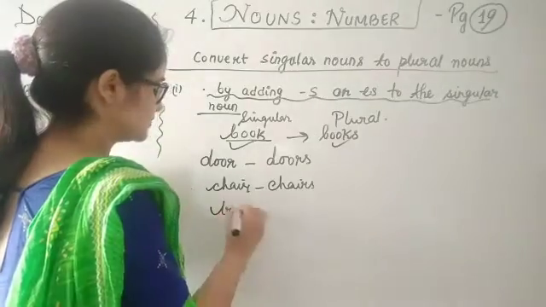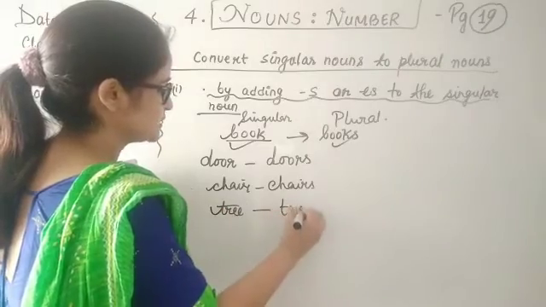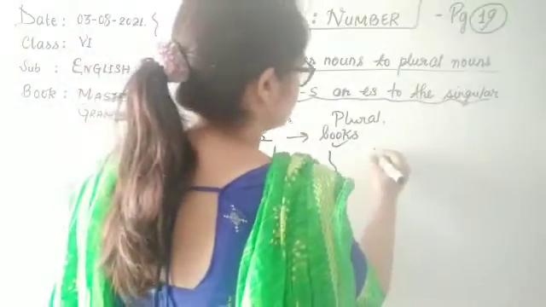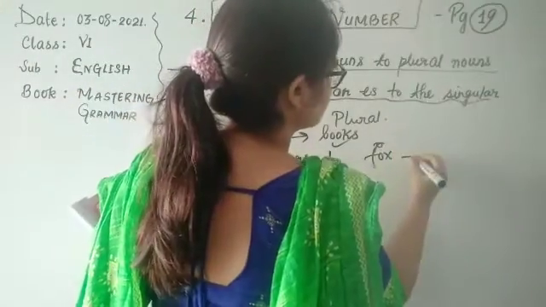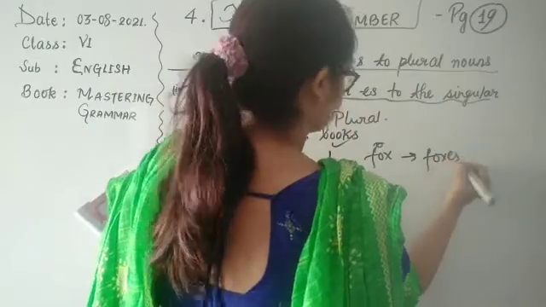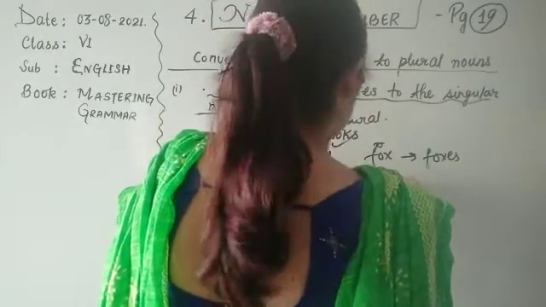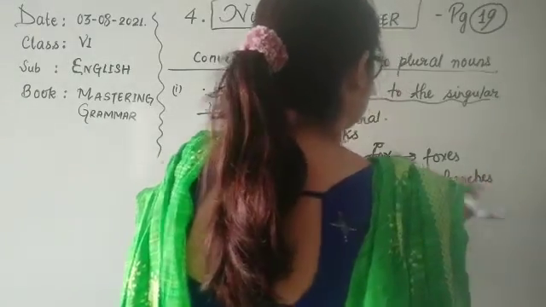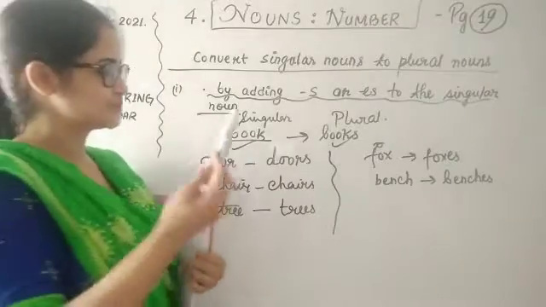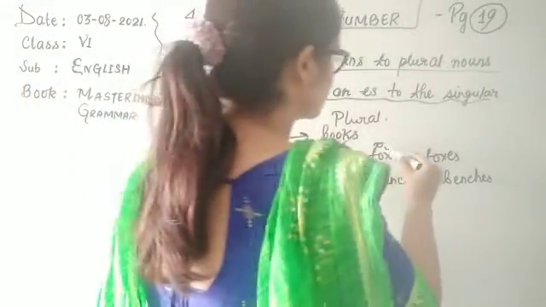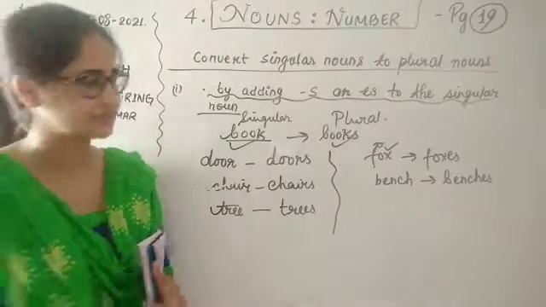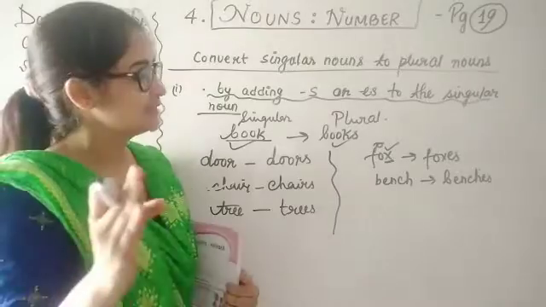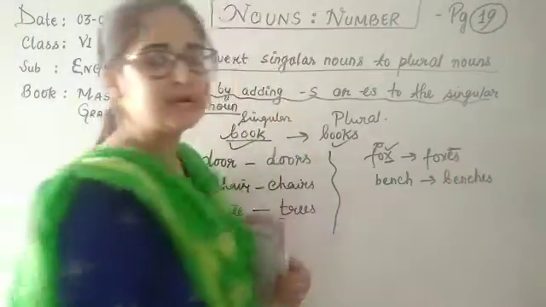Tree, trees. You can see then we are adding s to it. Then we have for this one, for the es part, fox. Fox becomes what? Foxes. Bench becomes benches. There are also certain rules which are not mentioned here clearly, but when you see x, you are going to add es to it. When you see that our noun ends with x and that's a countable noun, then you are going to add es to make the plural form of it.